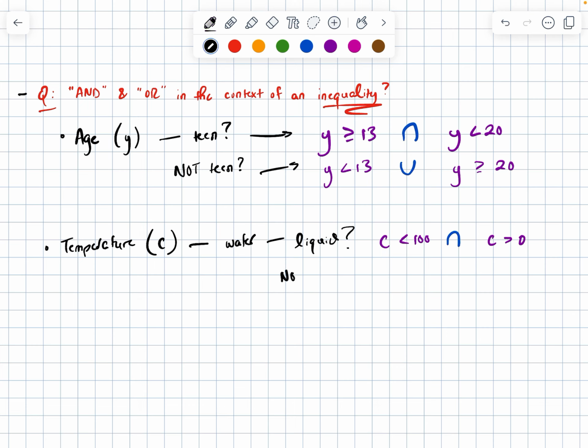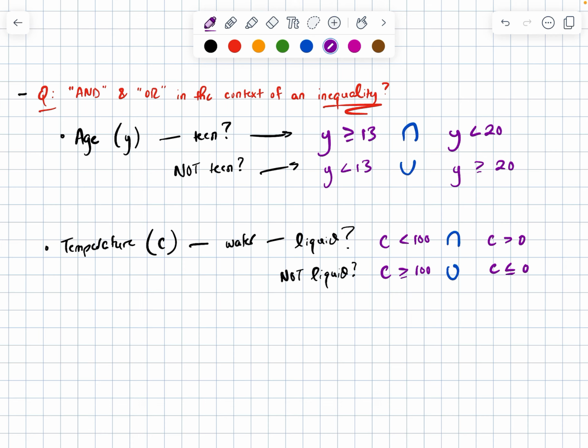And then I could also think, well, what are the places where I'm not a liquid? Well, hopefully it seems kind of intuitive here. Either I'm at boiling point or above it, so I'm greater than or equal to 100 degrees Celsius, or I can't be both at boiling and at freezing, right? I would have to be either greater than or equal to 100 or less than or equal to 0. So there's your idea, right? Some possible scenarios where these compound inequalities might show up.